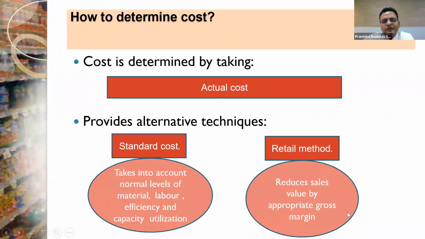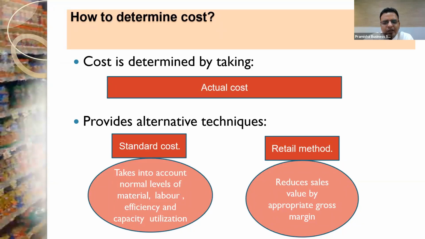If you are into a departmental store, you have multiple items and you know your profit margin. If you know that you are earning 20% margin, the margin is always on selling price. If I'm earning 20% margin, that means out of 120, 20 is profit, 80 is cost. Out of 4,000, 20% of 4,000, that is 800, is profit and 3,200 is cost. I can easily know the cost of the product by removing the margin from the selling price. I can arrive at the cost. This is known as the retail method.